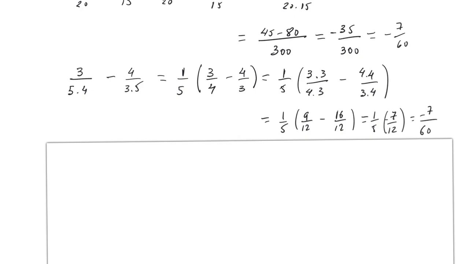So if you divide 300 by 60, it is 5 times. 5 times. If you divide 35 by 5, you obtain 7. If you divide 300 by 5, you obtain 60.